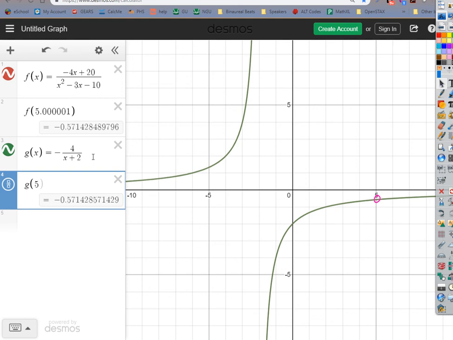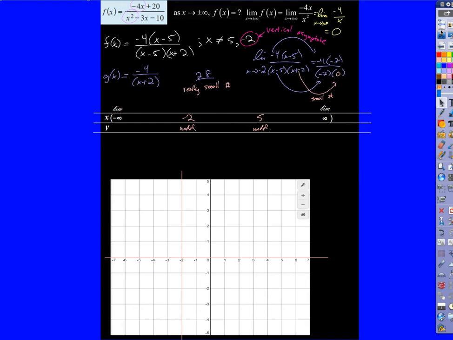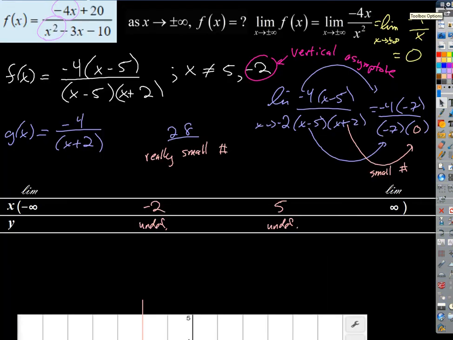So what did we do? This is pretty interesting. When we algebraically canceled out the x minus 5s, we changed the function. We filled in the hole. That's what we did, right? But it's a different function. It's not the same function. We have to call it something like g of x instead of f of x, right?